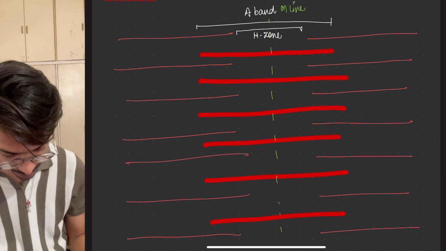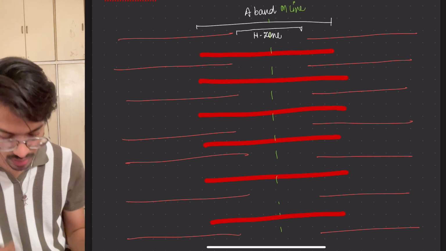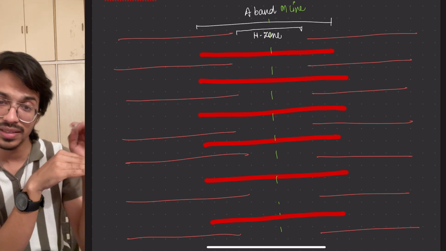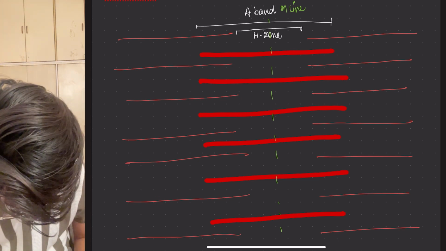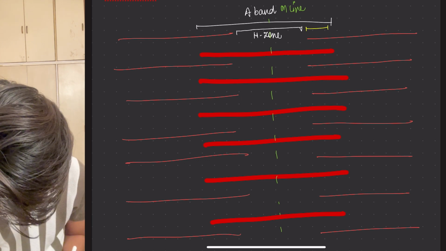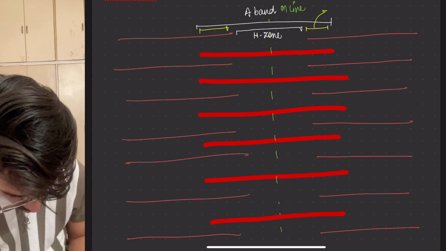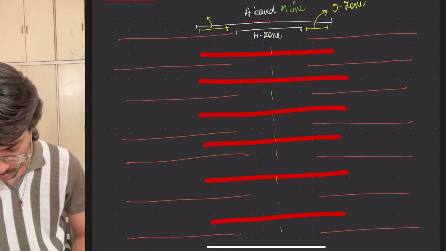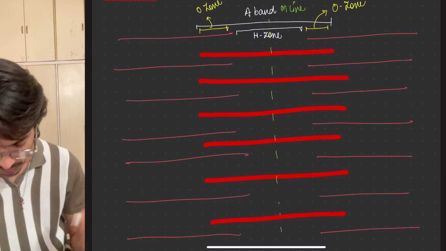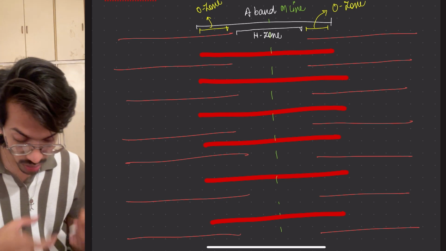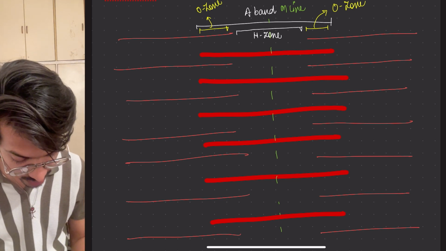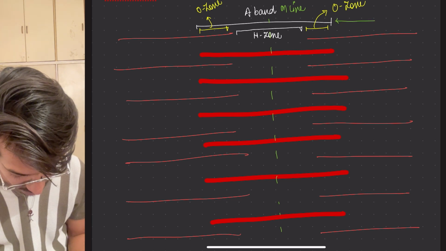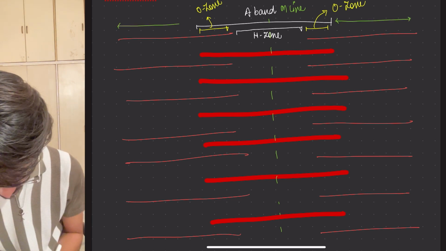Now simultaneously, there are certain parts of the A band which are overlapped by the thin filament. This yellow colored area is called the O zone. O means overlap. I will remember it like that. Then someone will ask, what about the thin filament which is present outside it? The thin filament present over here, this whole structure, is known as the I band.